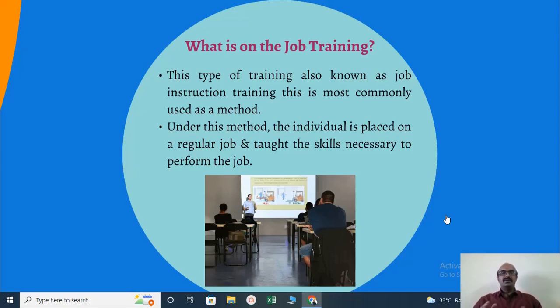For example, you take an IT industry. Initially, for a 6 months period of time, they will give training. Then they will place the people in a particular project, and they will teach the skills necessary to perform in the particular job. In a new project, they don't know how to proceed with things.